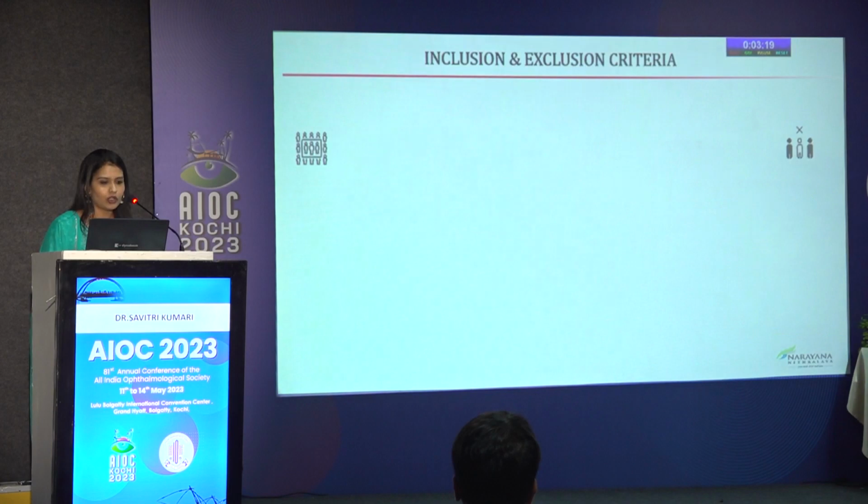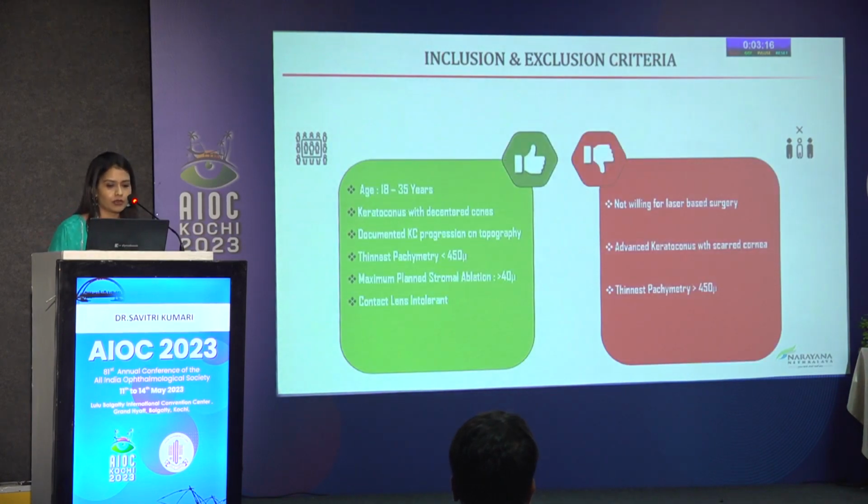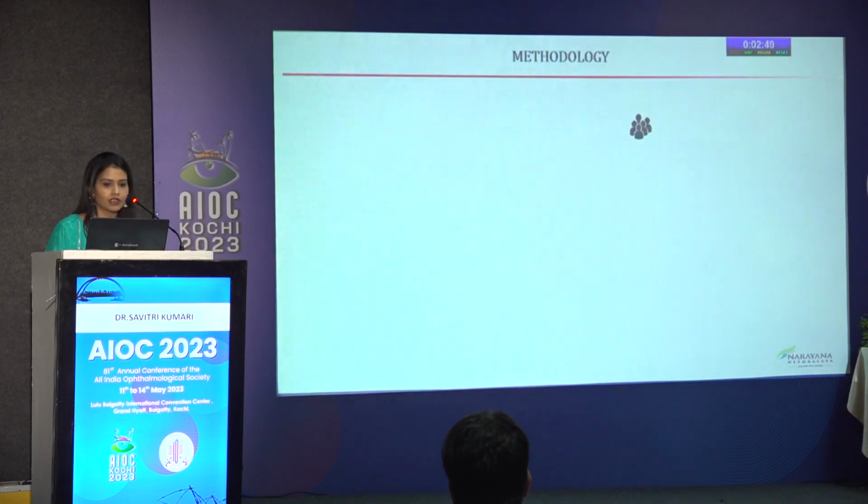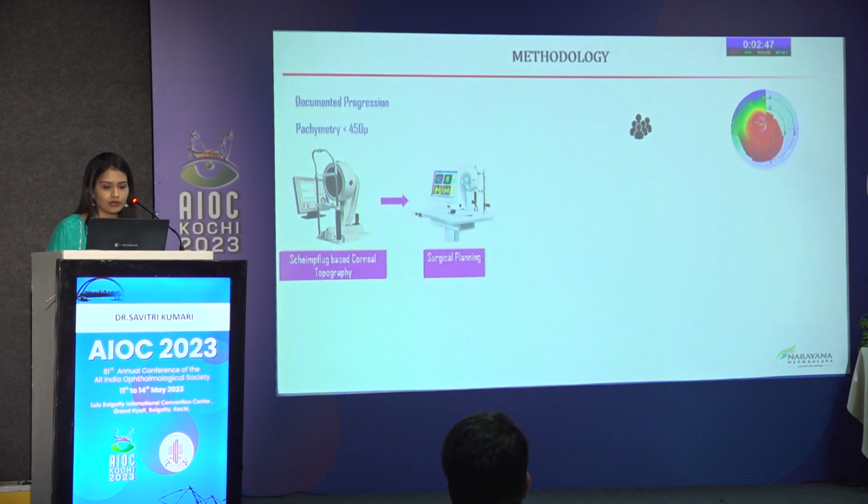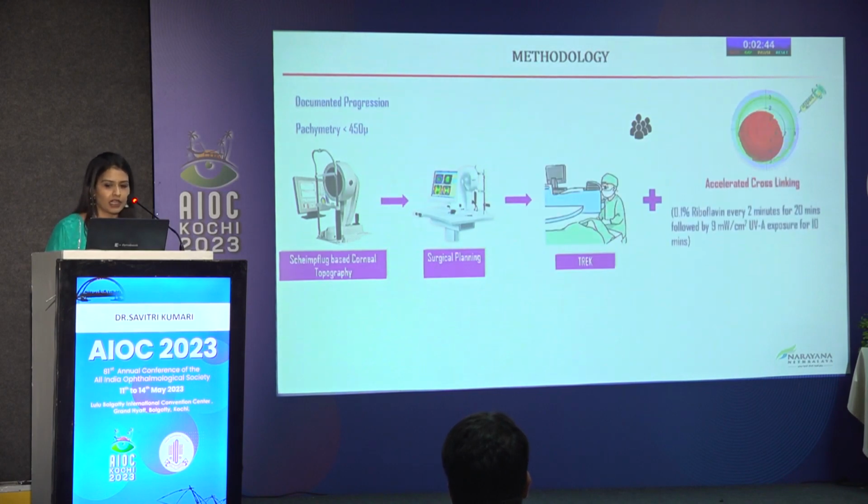Does it also work in the long run? So to answer this question, we followed up about 78 eyes for a period of over 5 years. Patients ranging from 18 to 35 years were included. Keratoconus with decentered cones, documented KC progression, thinnest pachy of less than 450 microns, and maximum planned stromal ablation of more than 40 microns were included. Whereas on the other hand, patients not willing for laser-based surgery, advanced KC with scarred corneas, and thinnest pachymetry exceeding 450 microns were excluded.